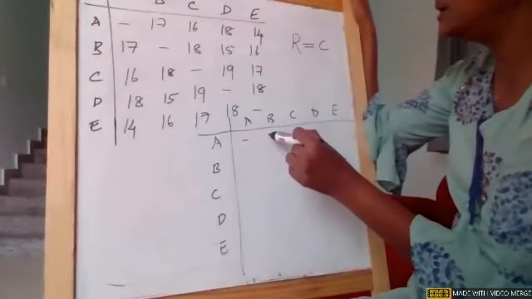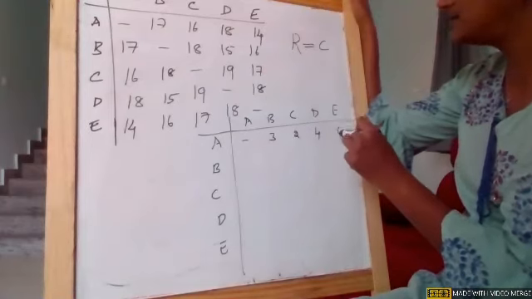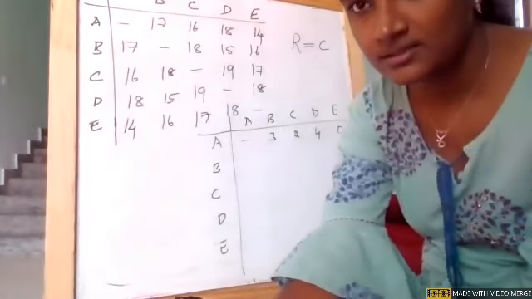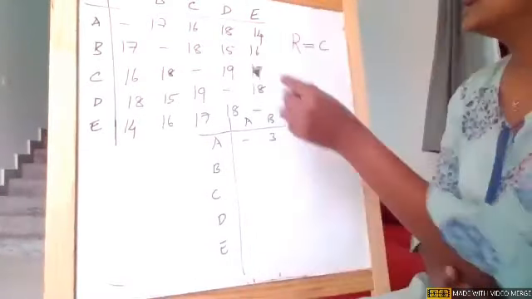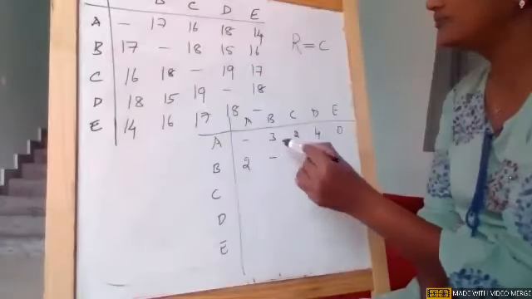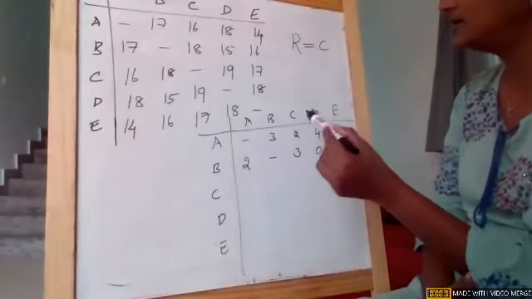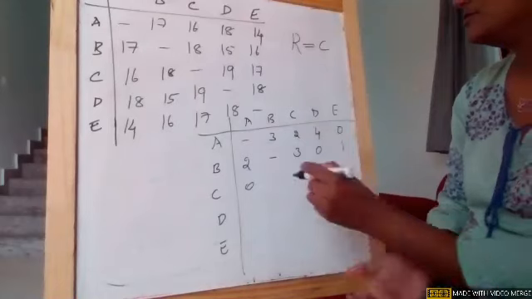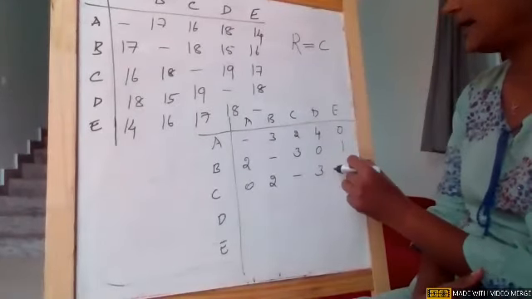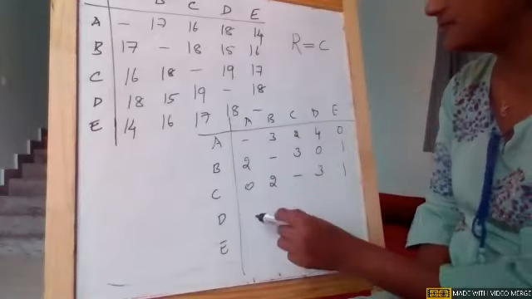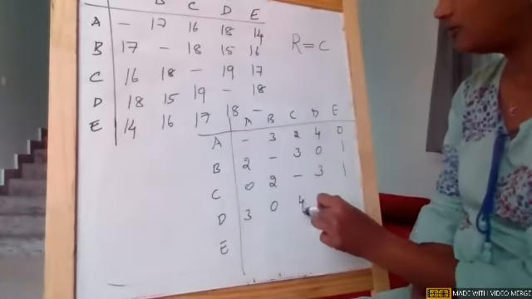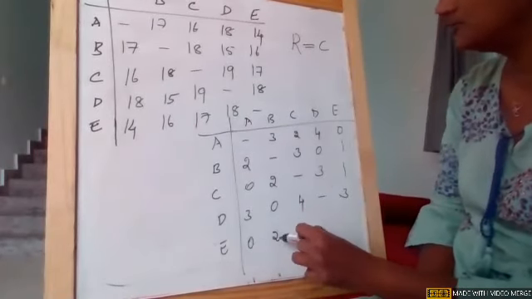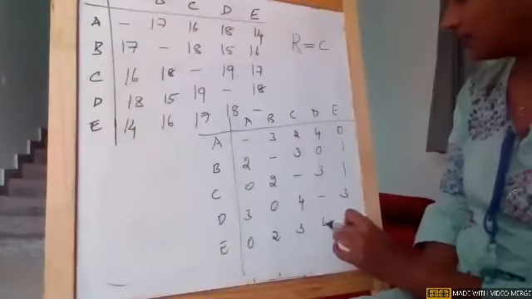So the smallest value is 14. So 3, 2, 4, and 0. Then the next smallest value is 15. So 2, 3, 0, and 1. The next smallest value is 16. So 0, 2, 3, and 1. The next smallest value is 15. So 3, 0, 4, and 3. The next smallest value is 14: 0, 2, 3, 4, and this.